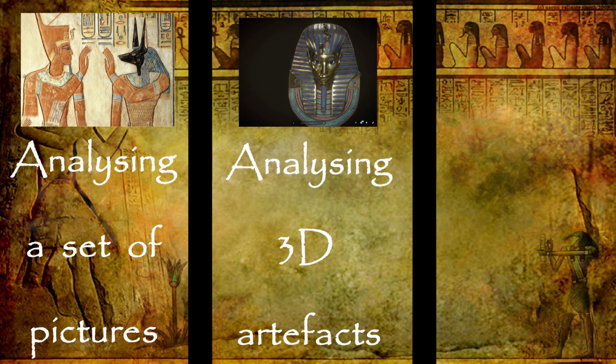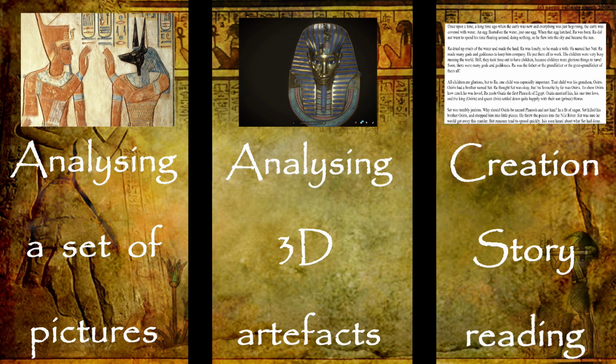Finally, there'll be a reading of one version of the Egyptian creation story. That's really important, that I've said one version. What does that mean? What does that tell you about the ancient Egyptians and their creation stories?